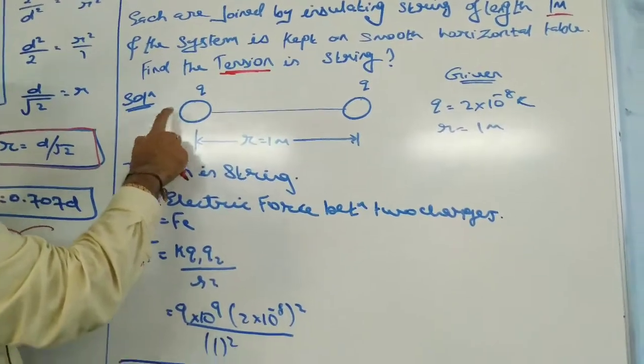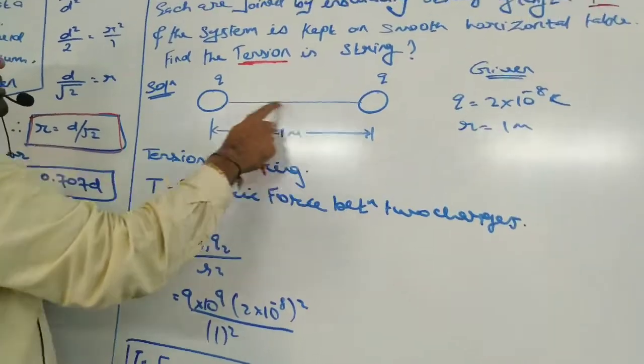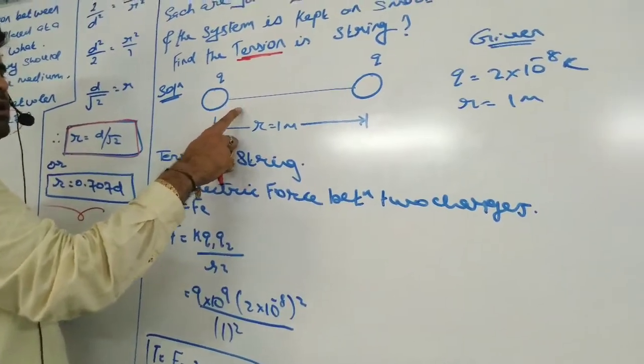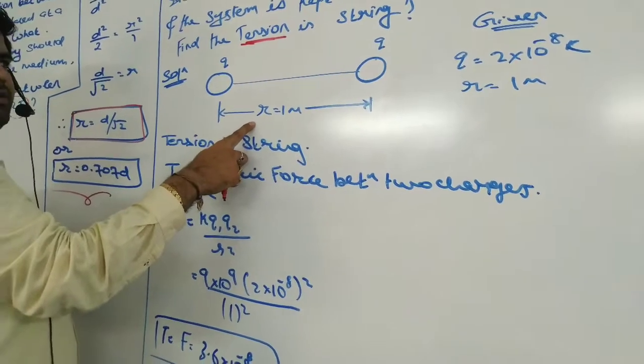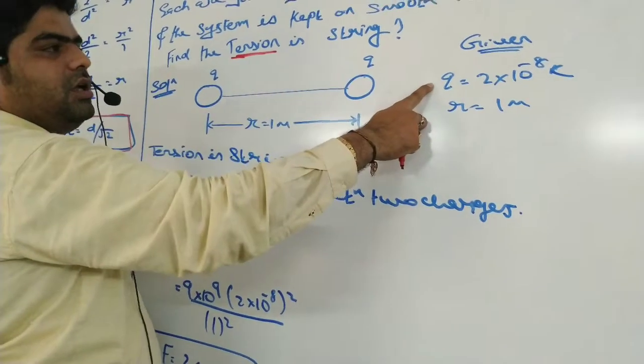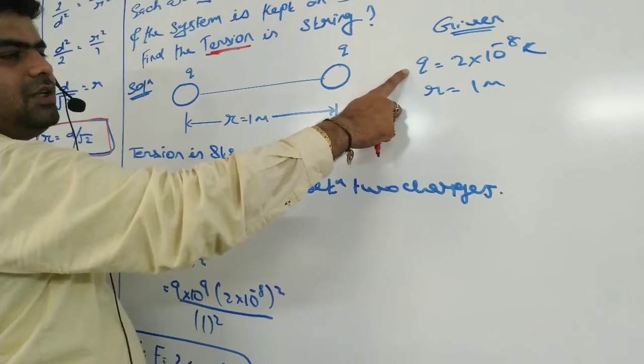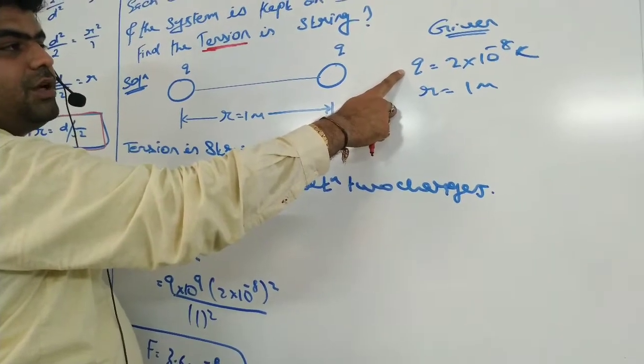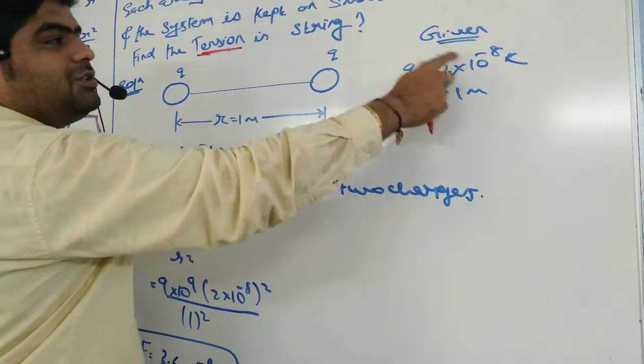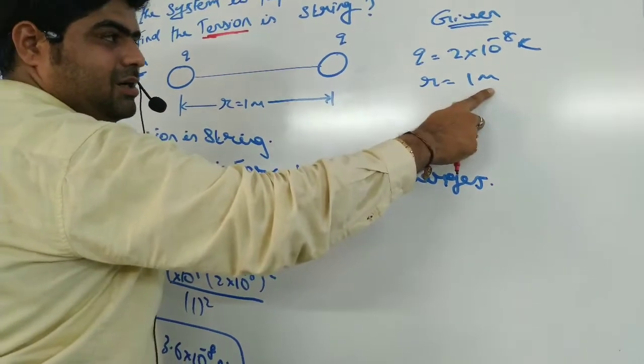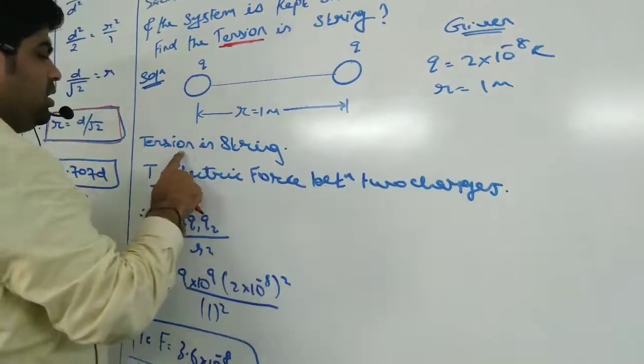See the figure. Two charges are there. Both the charges are connected with the help of a string. The distance between them is 1 meter. The given data is over here. Charges Q1 and Q2, both values are the same: Q is equal to 2 into 10 raised to minus 8 Coulomb. R, the distance between them, is 1 meter.